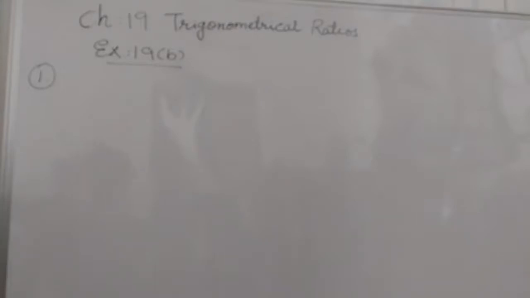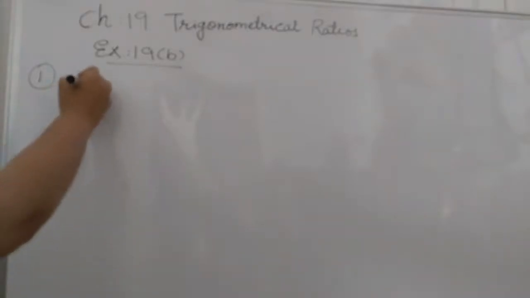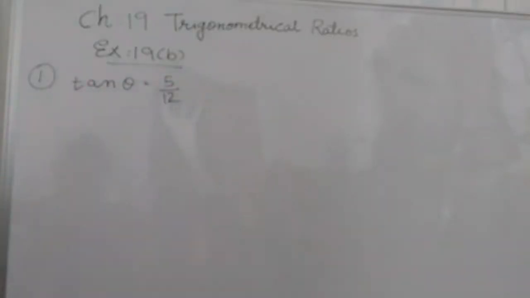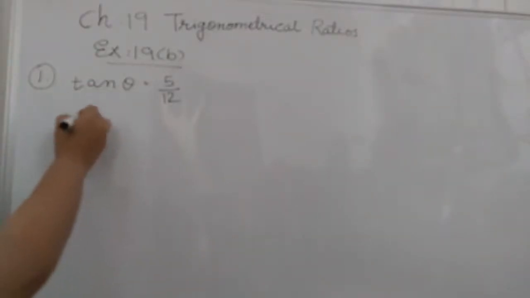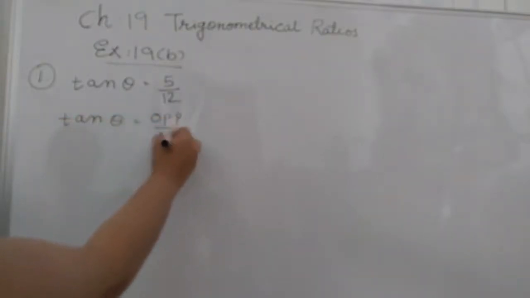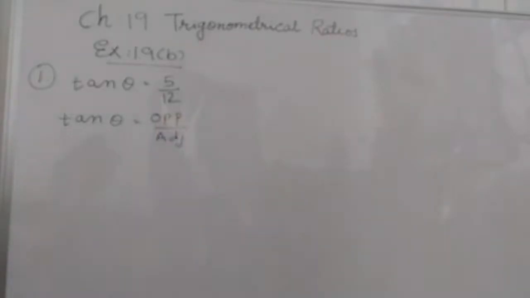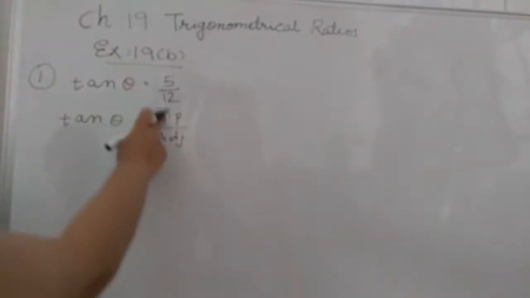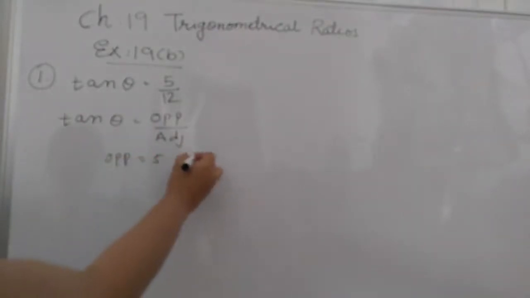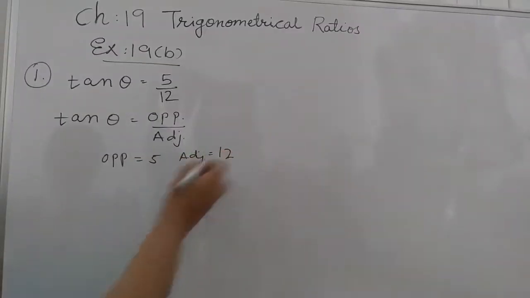Given that tan theta is equal to 5 by 12. So here the tan theta value is given as 5 by 12. Angle theta is an acute angle. So find sin theta and cos theta. First of all you should remember tan theta is equal to opposite upon adjacent. This is the ratio we have learned earlier. So the opposite side is 5 and the adjacent side is 12. Accordingly, comparing, you get this.